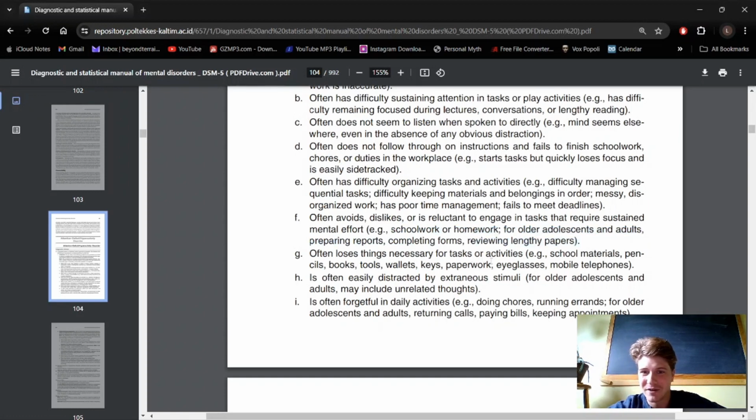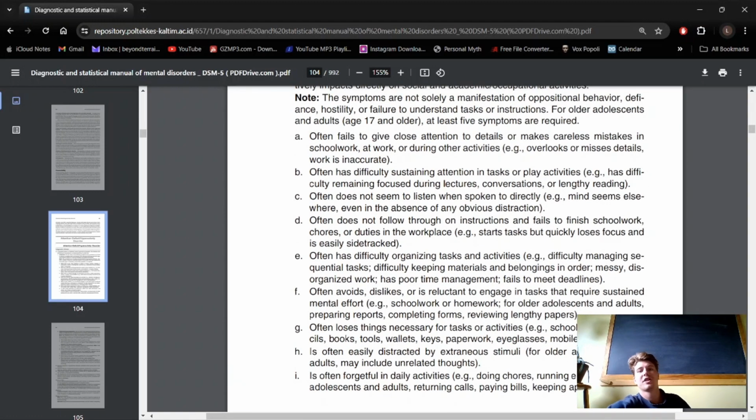Often loses things necessary for tasks or activities. School materials, pencils, books, tools, wallet, keys, paperwork, eyeglasses, mobile telephones. And I don't know anybody who doesn't lose things at times. Subjective is an understatement. Is often easily distracted by extraneous stimuli. For older adolescents and adults may include unrelated thoughts. Is often forgetful in daily activities, doing chores, running errands. For older adolescents and adults, returning calls, paying bills, keeping appointments. Okay, so what are the themes that we see?